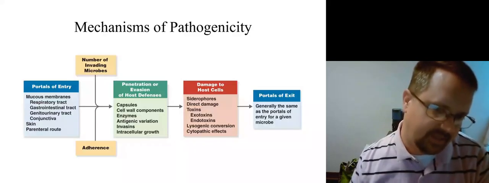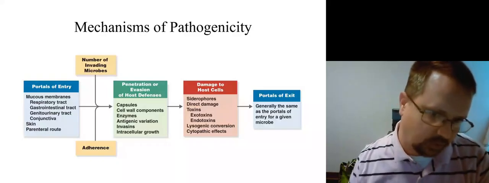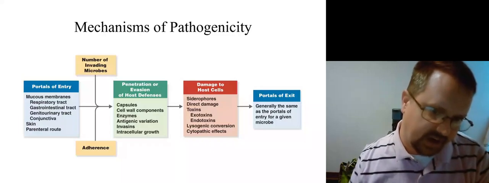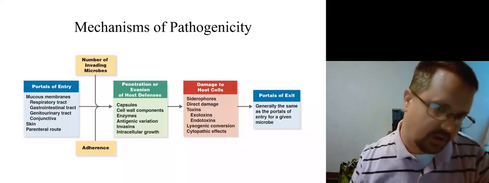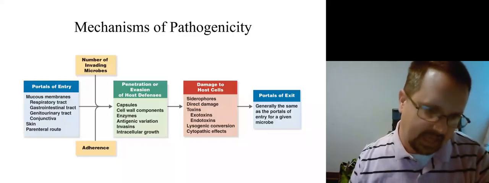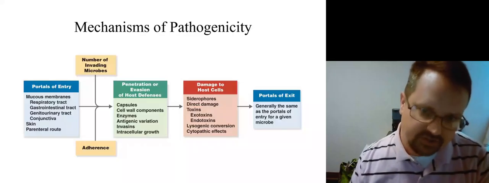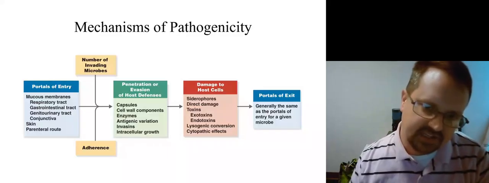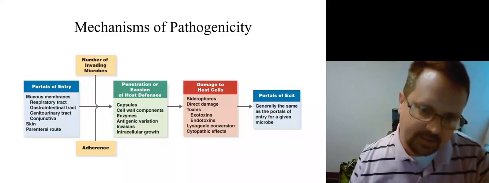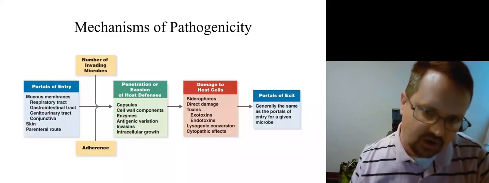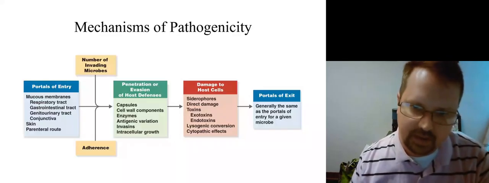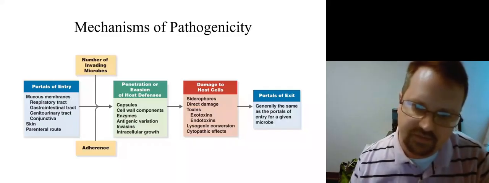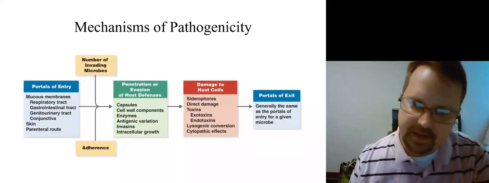How many of them are there, and can they adhere? Because they have capsules, cell wall components. They have enzymes, antigenic variations, and invasins, and intracellular growth can allow them to invade and adhere. Siderophores and direct damage, toxins, endotoxins and exotoxins. I didn't talk much about lysogenic conversion and cytopathic effects that damage the cell. There's also portal of exit, with the same portals given for entry for many of them, depending on the microbe.